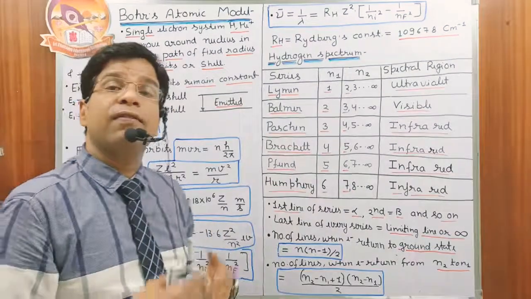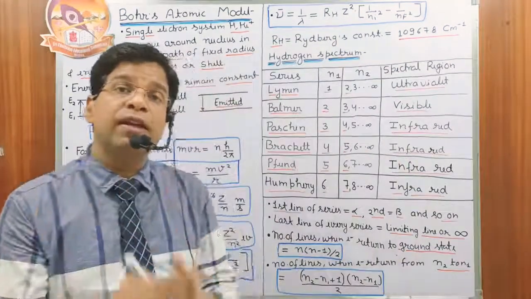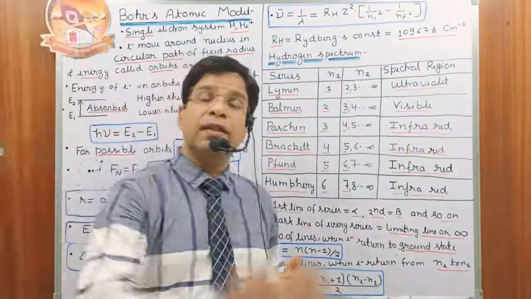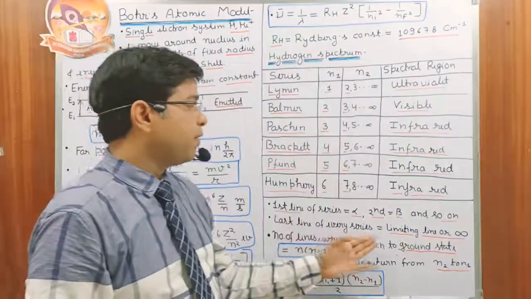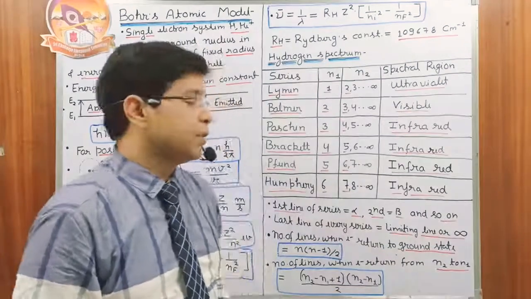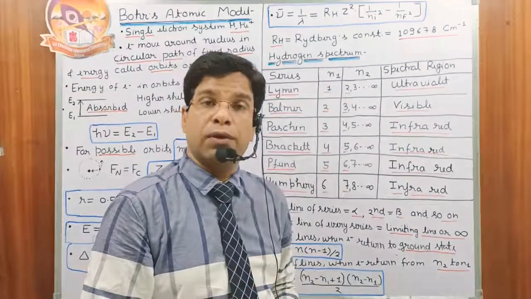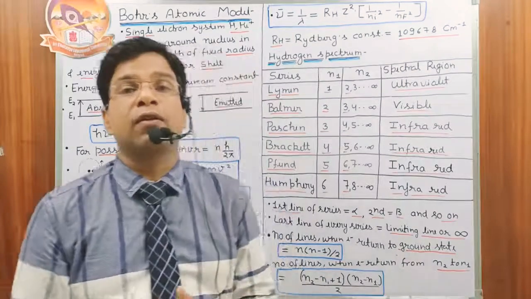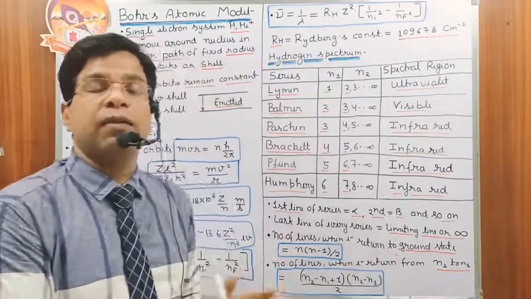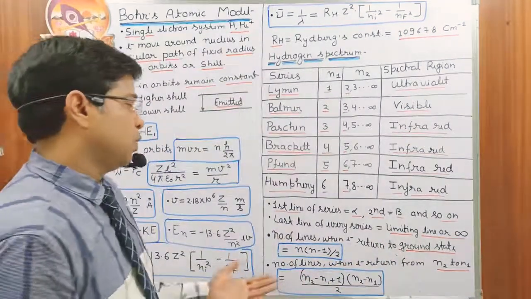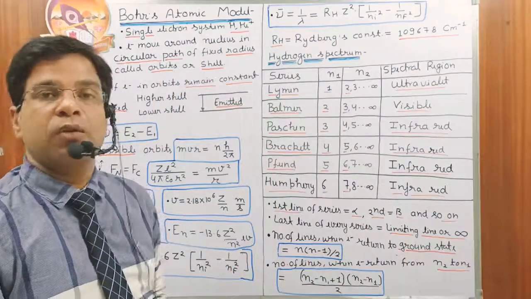And the last line of every series is called the limiting line or infinity line. It is the line when an electron comes from infinity directly to that particular shell. When an electron comes from any higher shell to the ground state, we have the formula n into n minus 1 divided by 2. Okay, this is the formula for the number of lines when an electron comes from any higher shell to a lower shell.